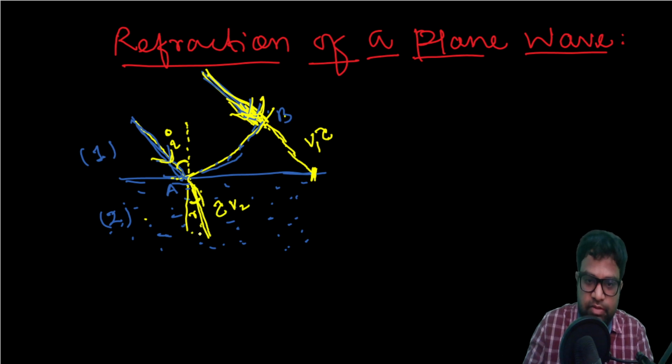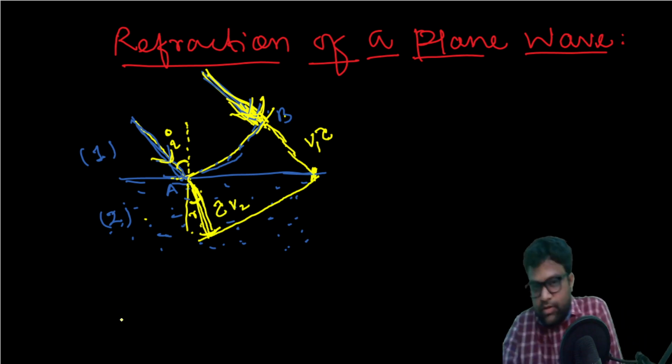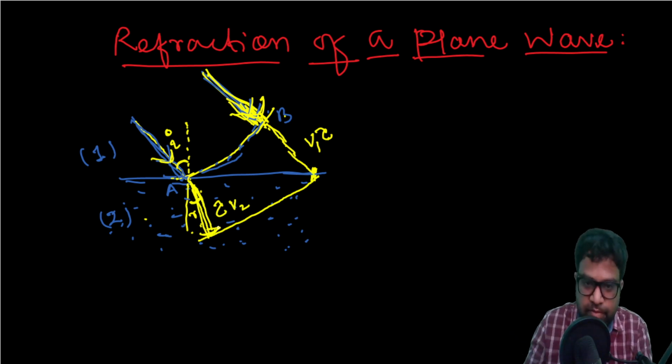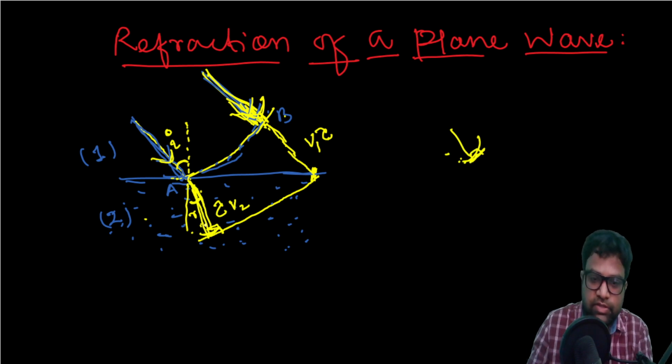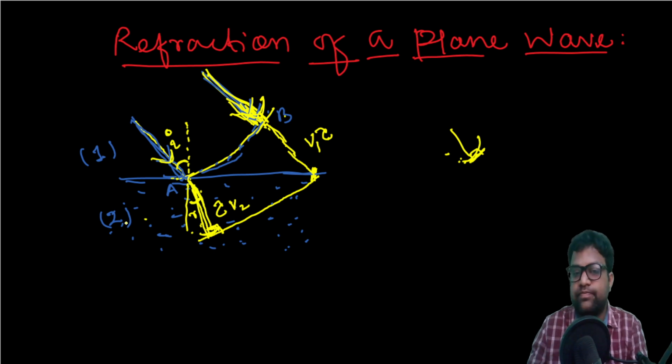So what you will do, you will cut it and draw this distance tau v2, and you will join here. Now this will be perpendicular because this is the tangent. If this is the tangent to this line, this will be perpendicular. So here it will be perpendicular, right?